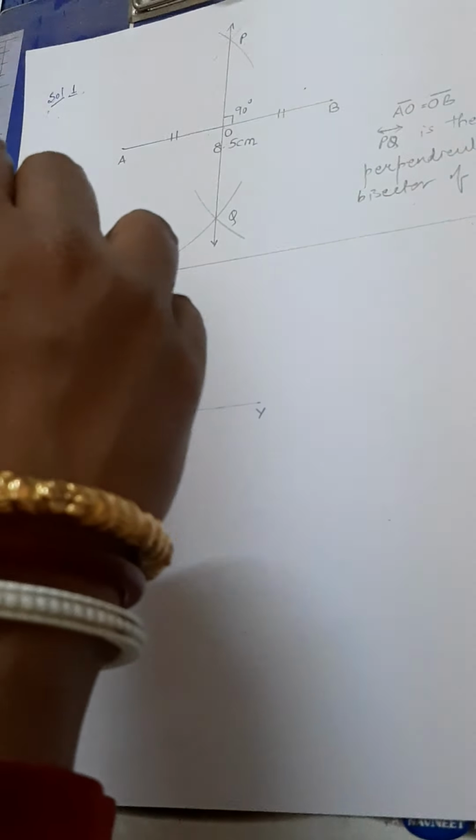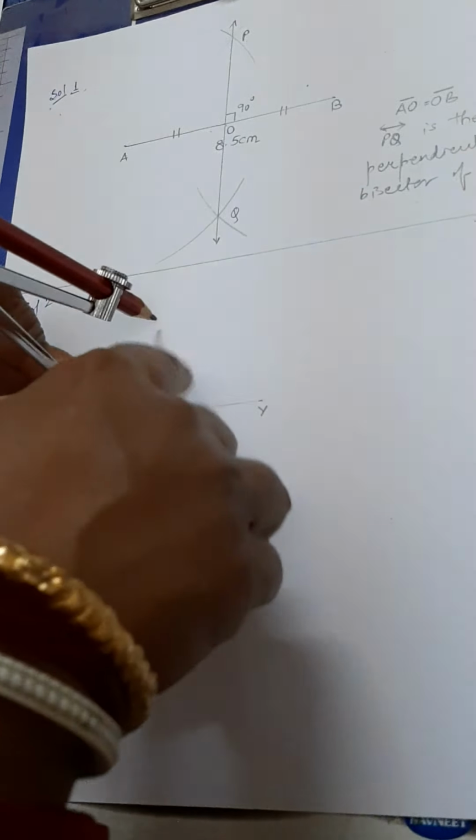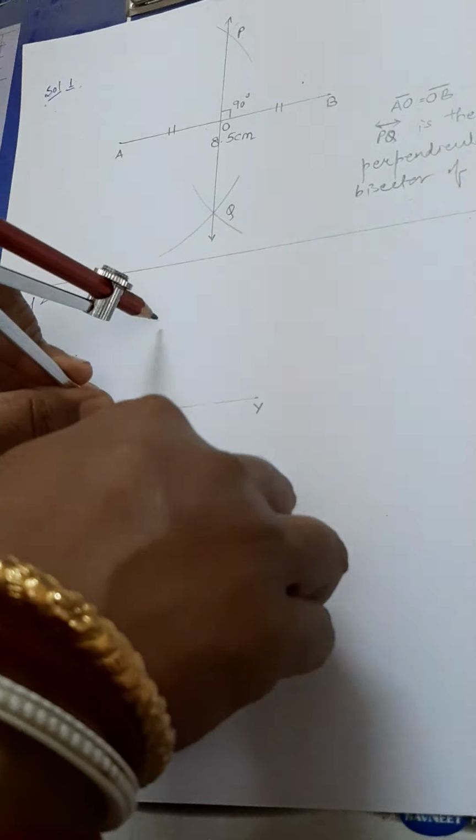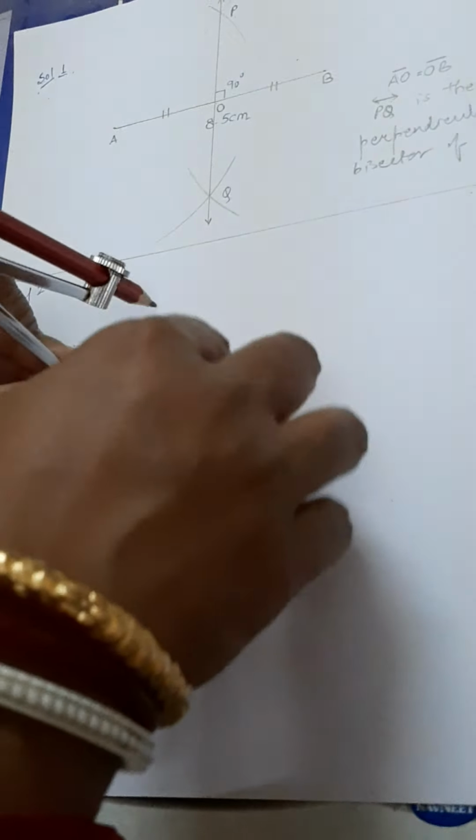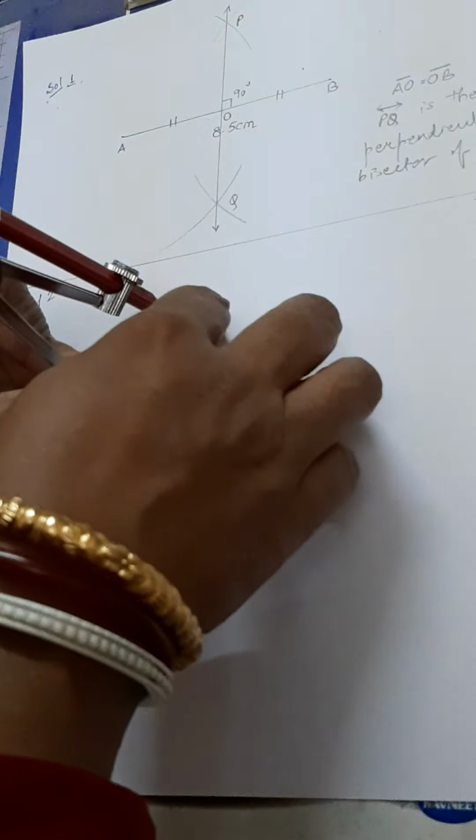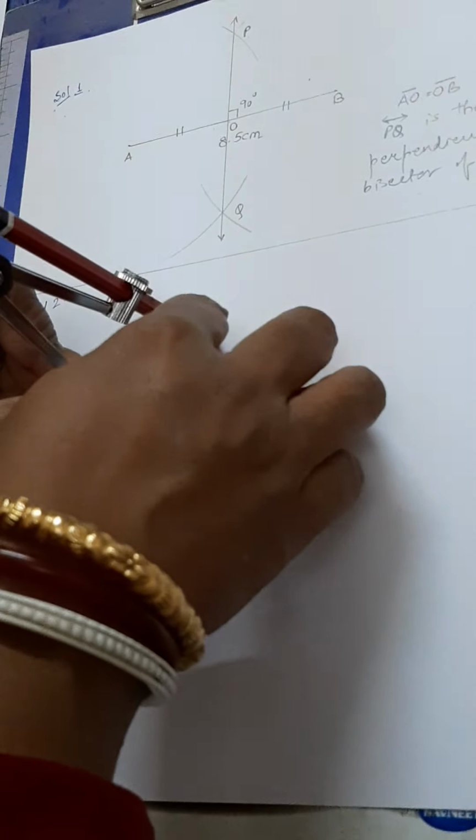Otherwise you will not be able to get the intersection points, or the arcs which you draw will not meet. If you do not expand it more, the two arcs will not meet or cut each other. Clear?